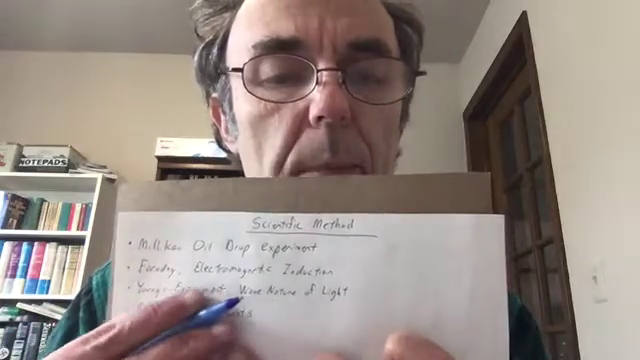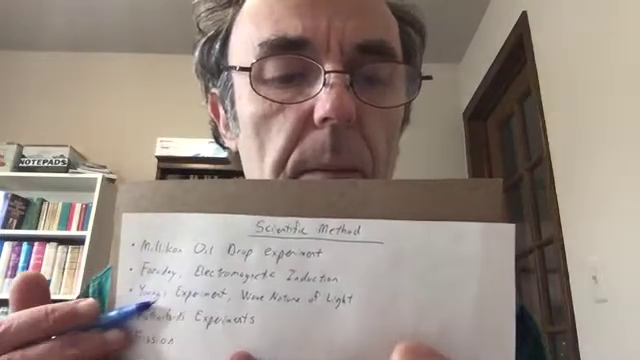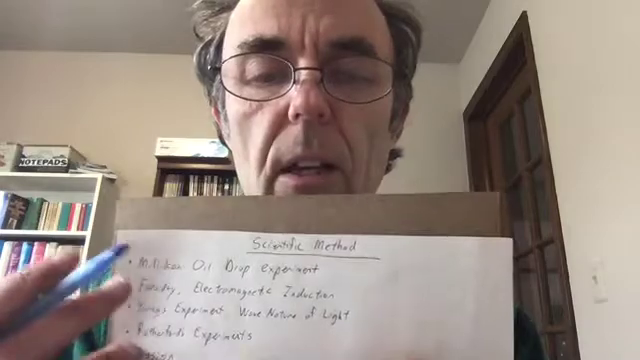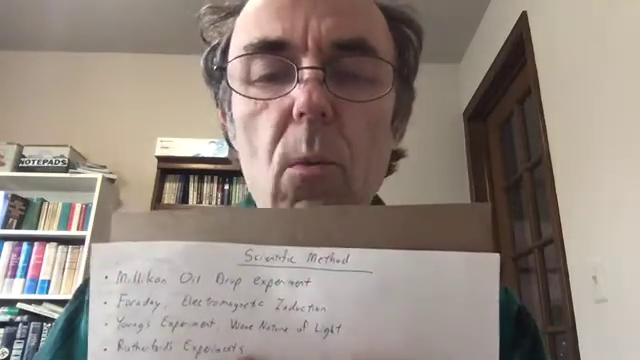We talked, perhaps one of the classic experiments of all of physics was Young's experiment, his double slit experiment, where he really demonstrated the wave nature of light. Remember, the scientific method, he had a hypothesis that light was a wave.